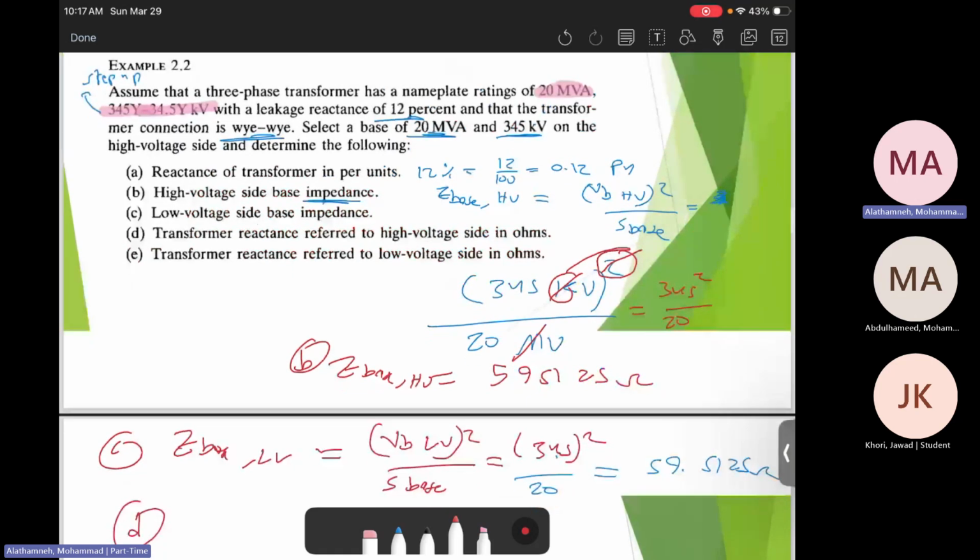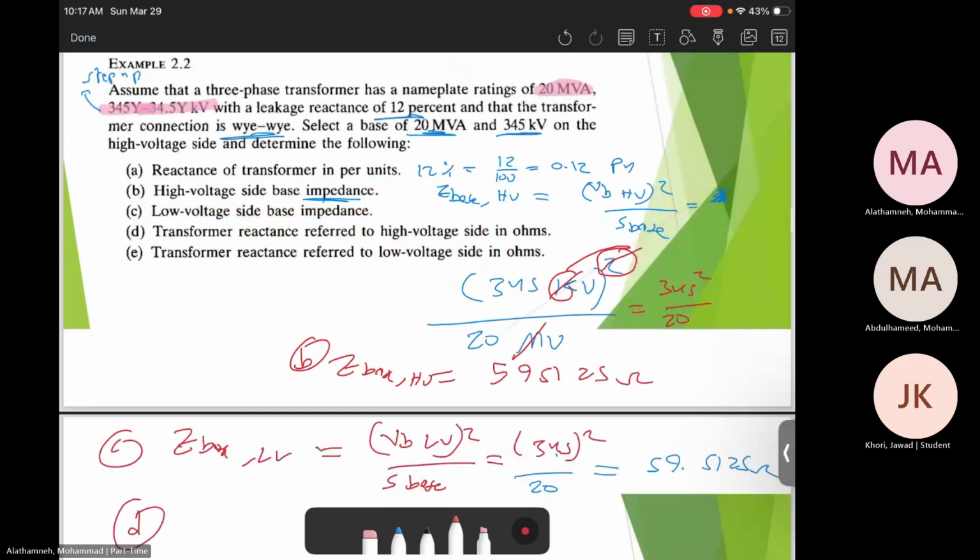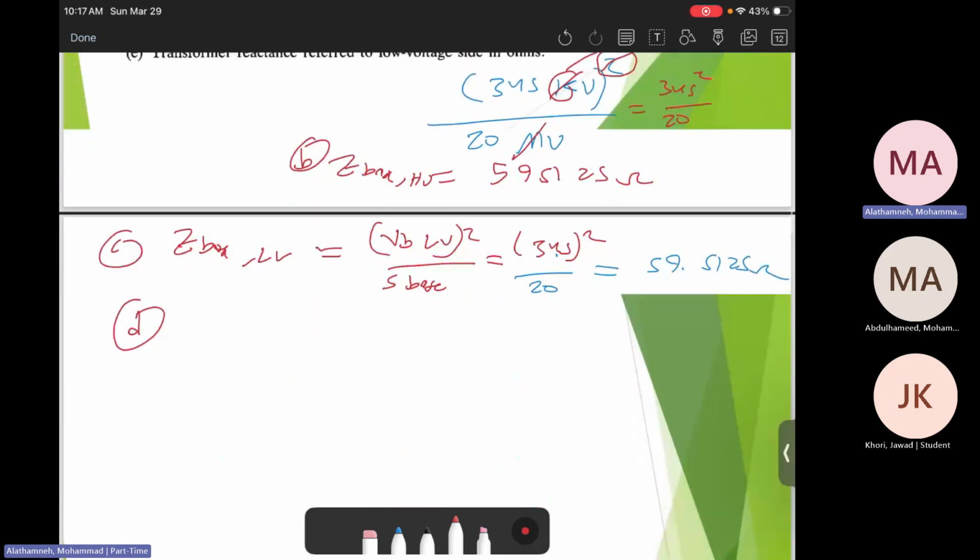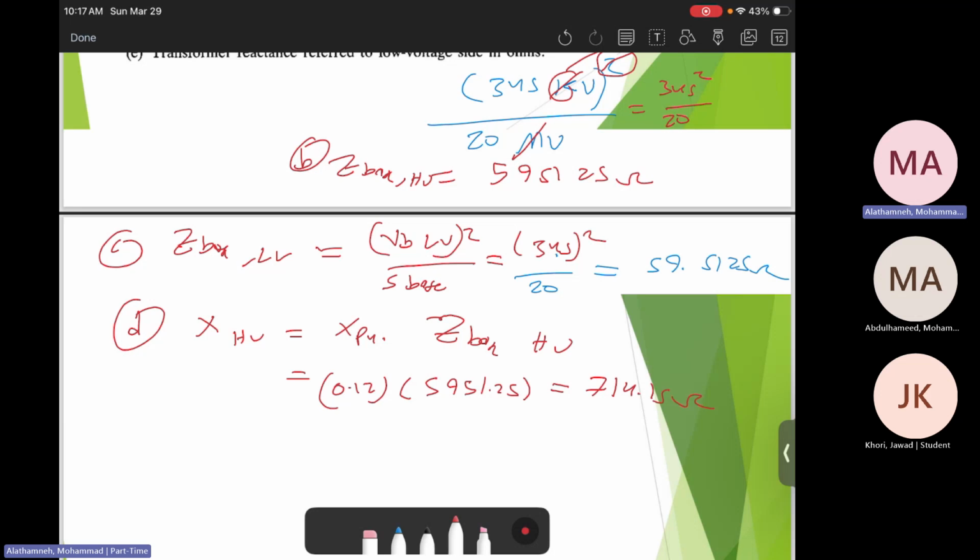So the reactance is given as 0.12 per unit. So the reactance on the high voltage side is the reactance in per unit times Z base high voltage side. Then it will be 0.12 times 5,951.25, which is 714.15 ohms.